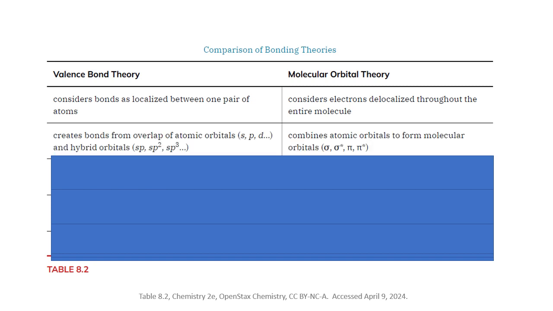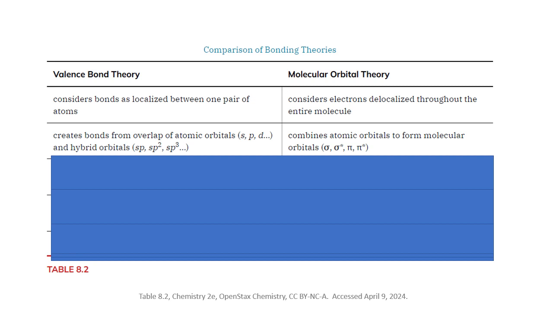Valence bond theory creates bonds from the overlap of atomic orbitals, and it makes hybrid orbitals out of those atomic orbitals. All of the orbitals involved are on the central atom. Okay, that's how we keep our bond localized. All of the hybrid orbitals are on the central atom.